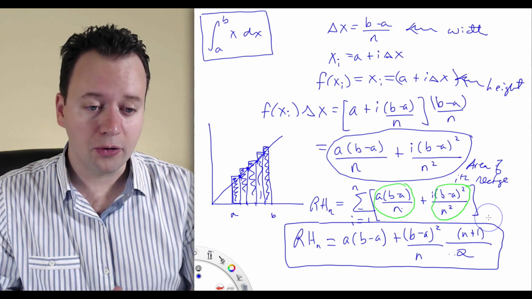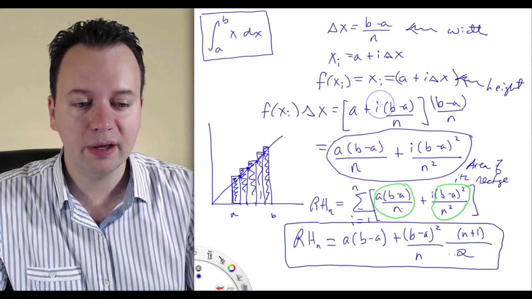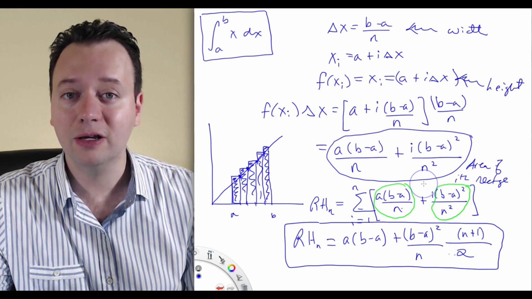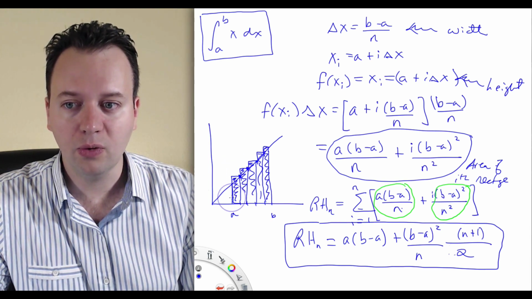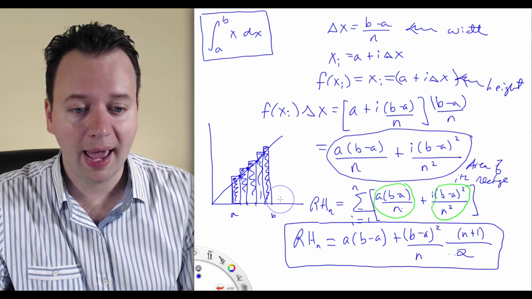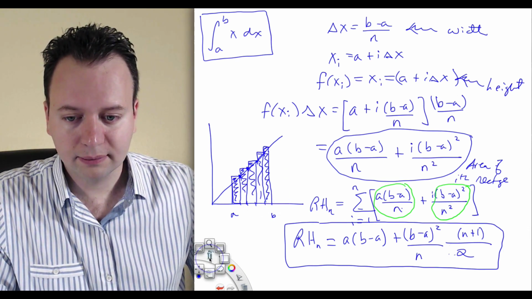So I have a nice formula, and I don't have to go back and compute my Riemann sum over and over again. I did everything just in terms of the formulas, and I ended up with a formula where you tell me what n is, and I'll tell you what the Riemann sum is for this integral. So I'll tell you the Riemann approximation for the area under the graph y equals x between a and b.